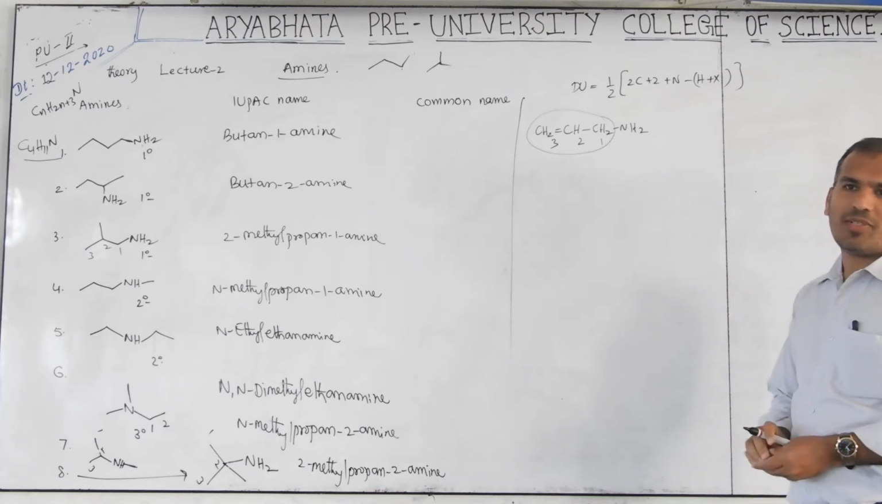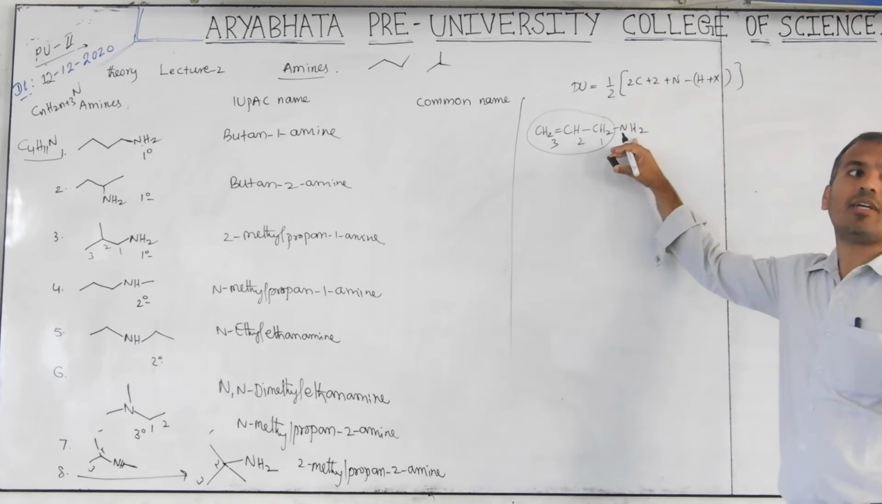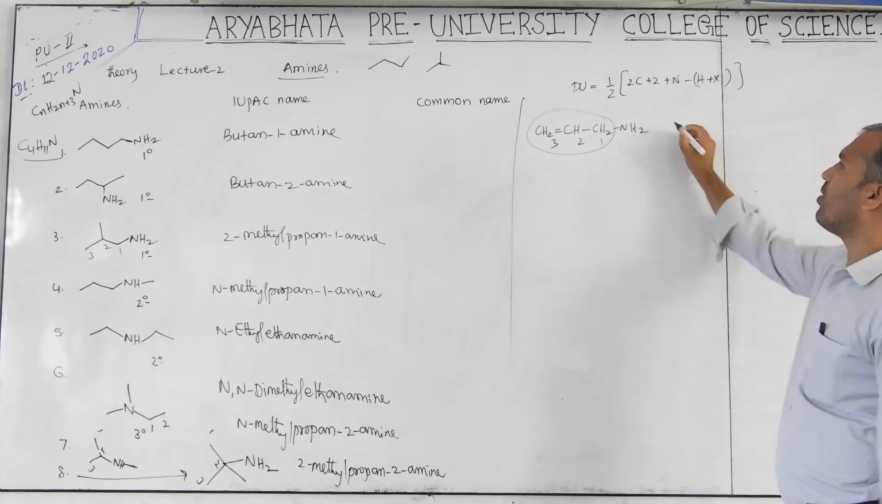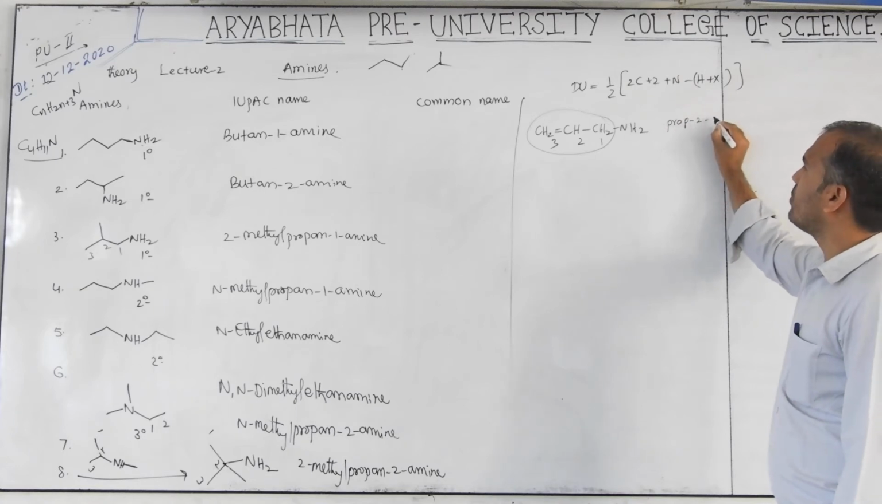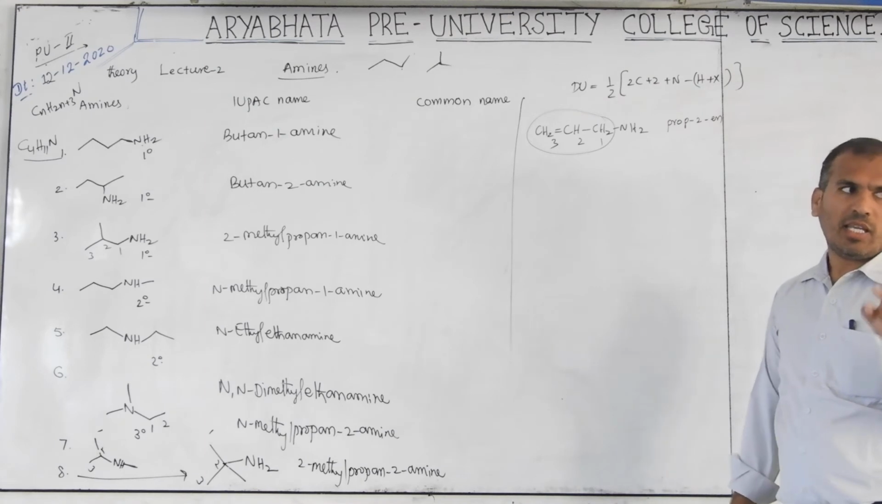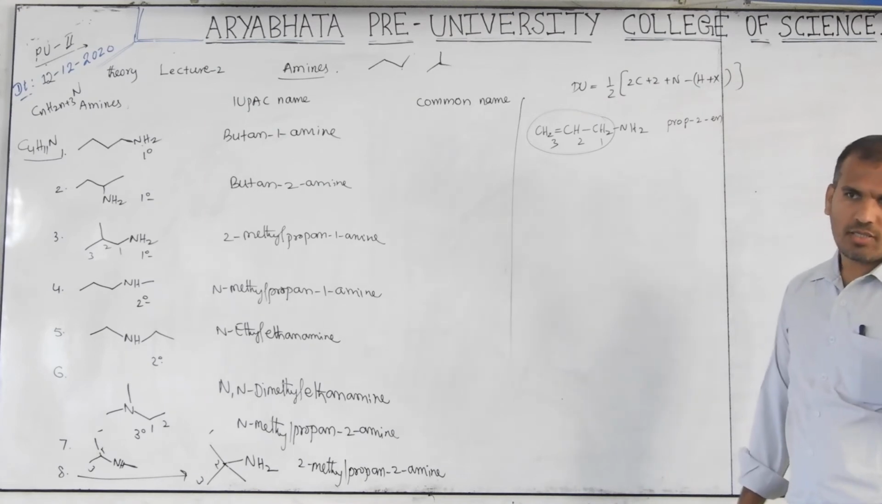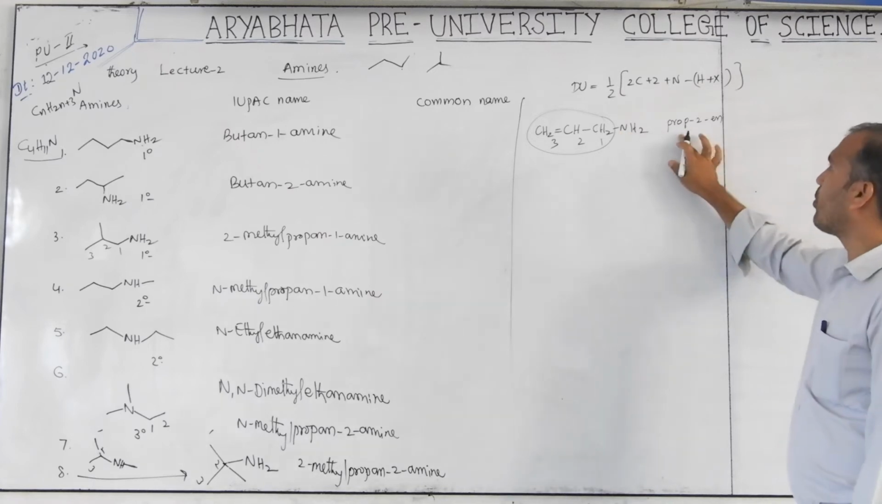We know the numbering rules. Give the least number to the functional group. Amine is the functional group. Next double bond. Then it is called prop-2-ene. Ene spelling what is that? E-N-E. E removed or not? Removed because after that what is there? Amine is there.